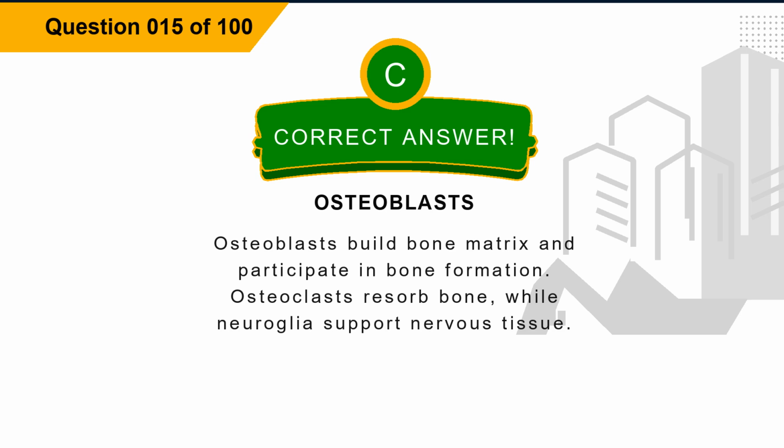Explanation. Osteoblasts build bone matrix and participate in bone formation. Osteoclasts resorb bone, while neuroglia support nervous tissue.